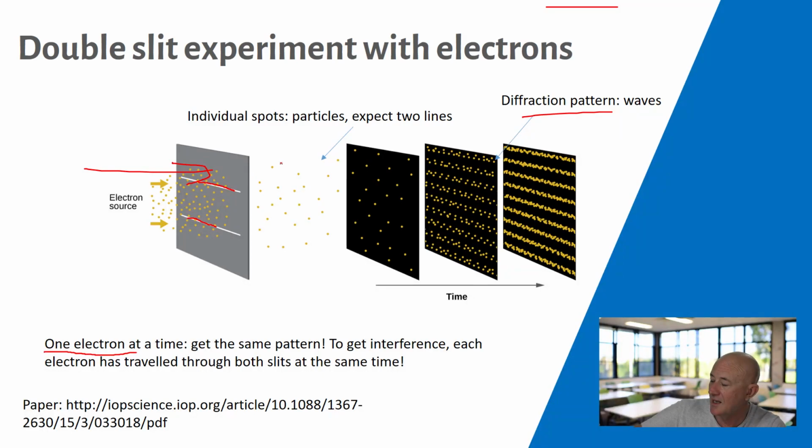Initially, each electron comes through and goes through one of the slits, one or the other, and you end up with a spot. Each little spot here represents an electron, but over time, if you let those spots build up, you end up with a diffraction pattern. The diffraction pattern indicates these electrons are behaving as waves. The spots indicate they're behaving as particles.